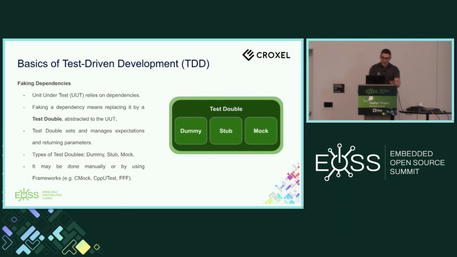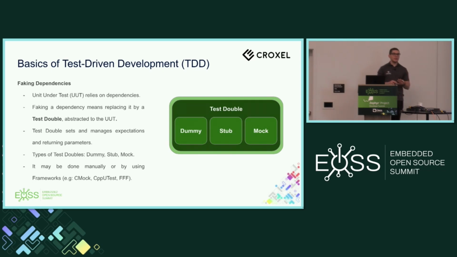Essentially, you fake those dependencies by putting in a test double. What a test double does is mock or fake the behavior of what your dependencies should be doing, so that you can test without those dependencies. There are many types of test doubles. The test double sets and manages the expectations and returns the parameters. If we think of an API, you validate that the arguments you're receiving are those expected, and you return a response. Those could be of any type: a dummy test double, a stub, or a mock.